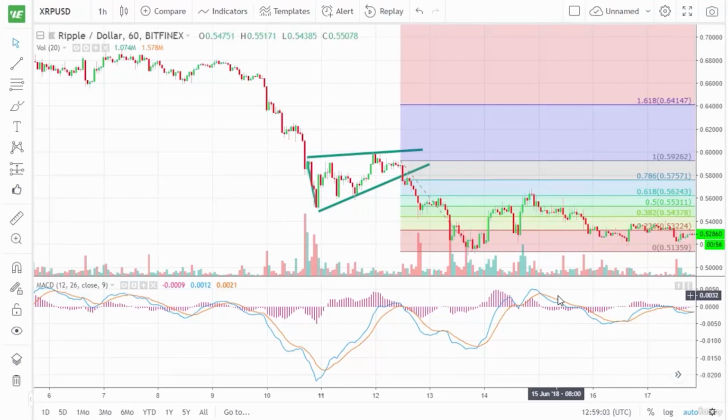Beyond that, I would also point out that the histogram was going lower, meaning momentum was running slower while price was rising. So you had divergence as well. A confluence of several different things to think that, hey, this market's probably going to fall.